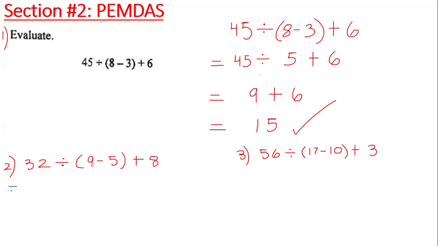All right, 16. So what's the first thing we do? 9 minus 5, because we do the parentheses first, right? So what is 9 minus 5? That's going to be 4 plus what? 8. Very good. What else do we do? We do 32 divided by 4. What is 32 divided by 4? That's going to be 8. When we do 8 plus 8, what is 8 plus 8? 16. I was right.